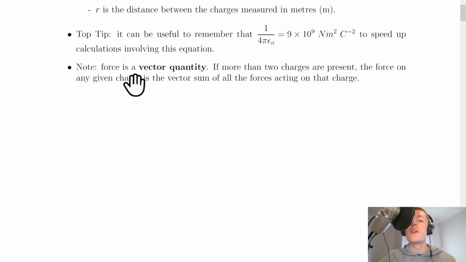Lastly, it says to note that force is a vector quantity. If more than two charges are present, the force on any given charge is the vector sum of all the forces acting on that charge. So it's important that if you see more than two charges in a question, that you deal with force vectors and add vectors nose to tail in order to get resultant force vectors, rather than using scalars, because force is a vector, not a scalar.